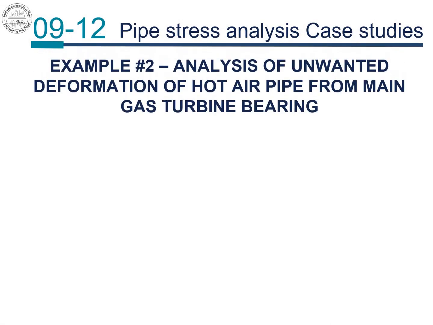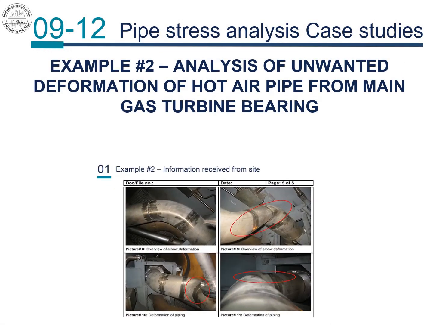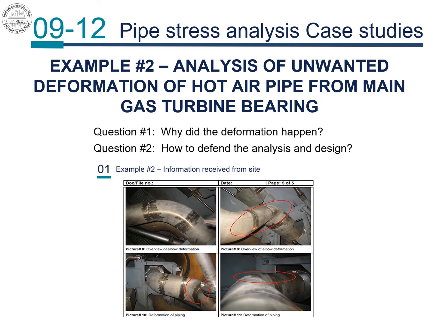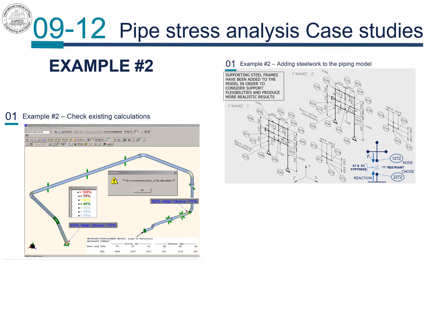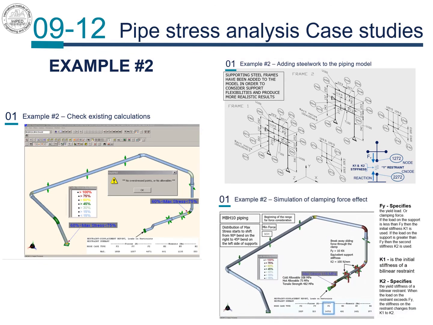Example number 2, analysis of unwanted deformation of hot air pipe from main gas turbine bearing. Question number 1: why did the deformation happen? And question number 2: how to defend the analysis and design. Checking the existing calculation. Adding the model of steelwork to the piping model. Simulation of clamping force effect.